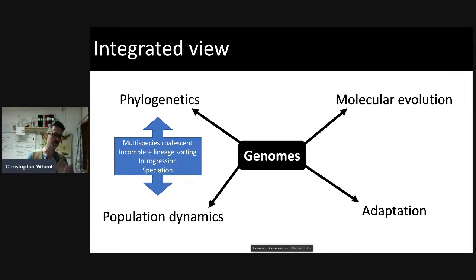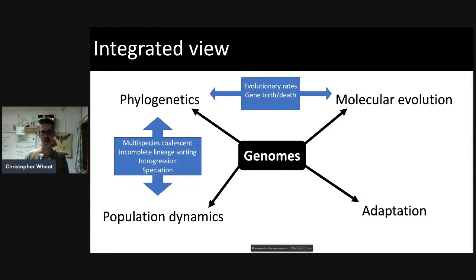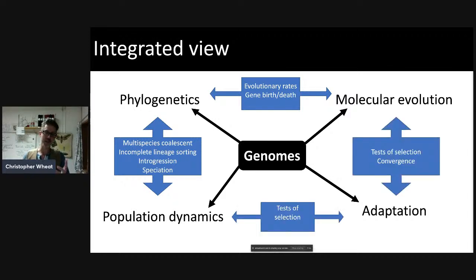And between these 4 simplified blocks of disciplines, if you will, between phylogenetics and population dynamics, we can think about the multi-species coalescent, incomplete lineage sorting, introgression, speciation. Between phylogenetics and molecular evolution, we have lots of variation in the rates at which things evolve across the genome, and larger scale events like gene birth death dynamics, which I think are incredibly important and challenging to work with. And then between adaptation and molecular evolution and, say, population dynamics, we've got lots of tests of selection, evidence for convergence, and the basis of traits that we can get at.